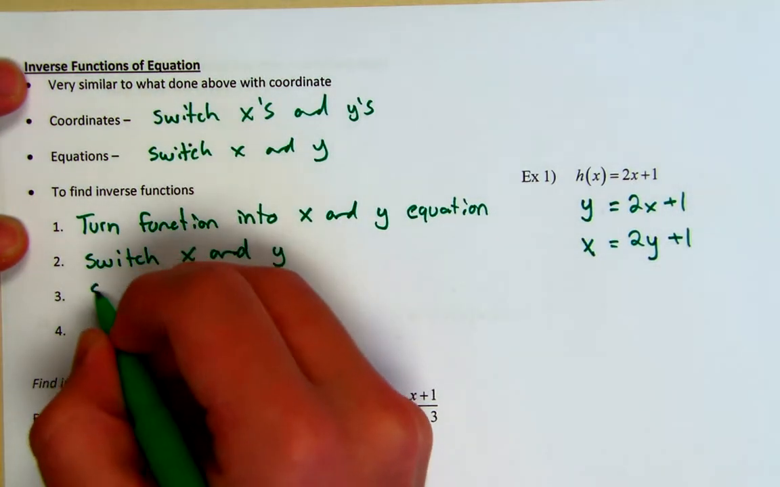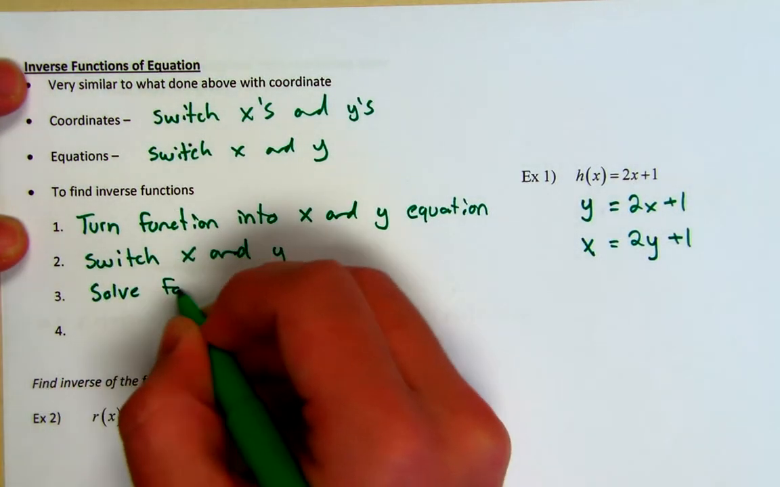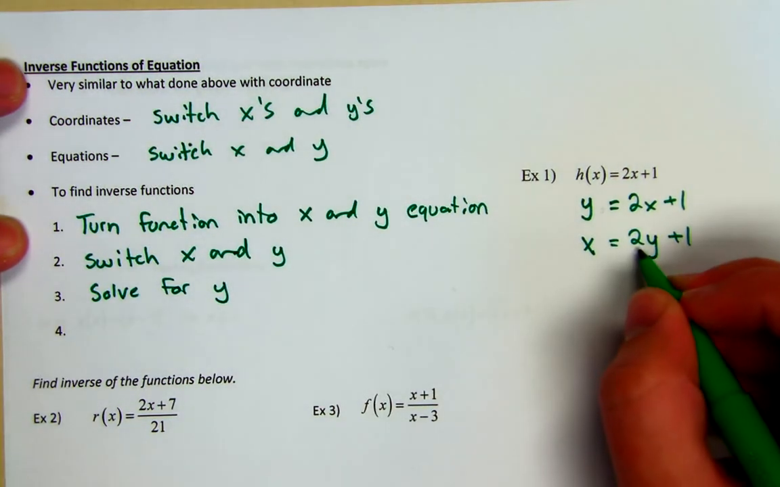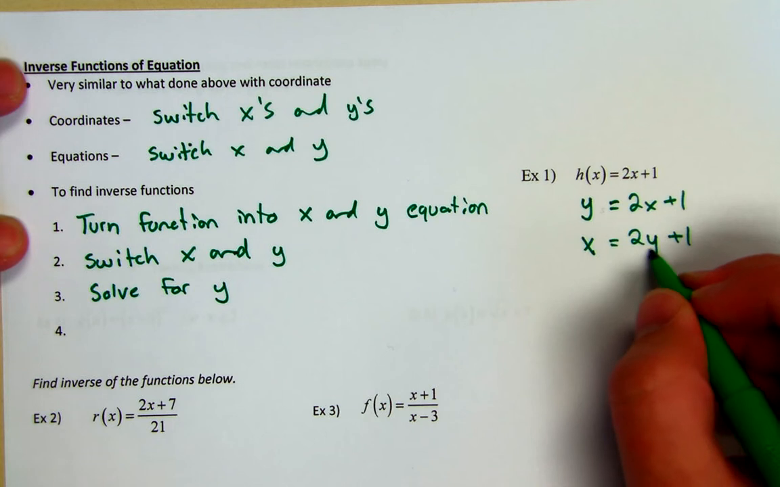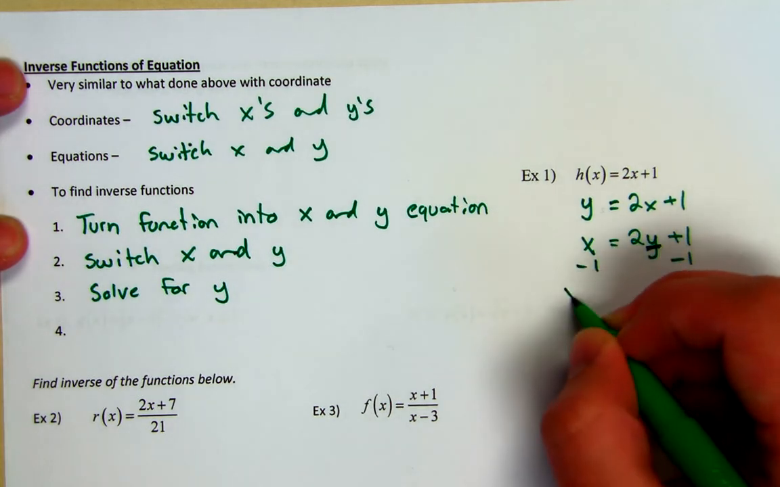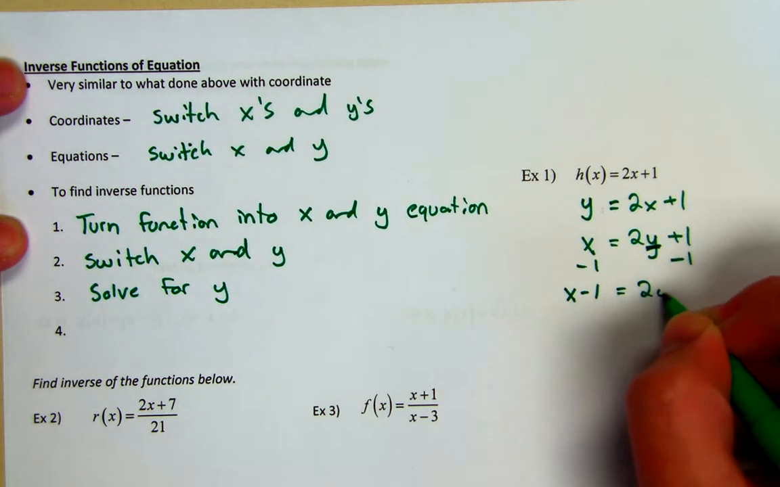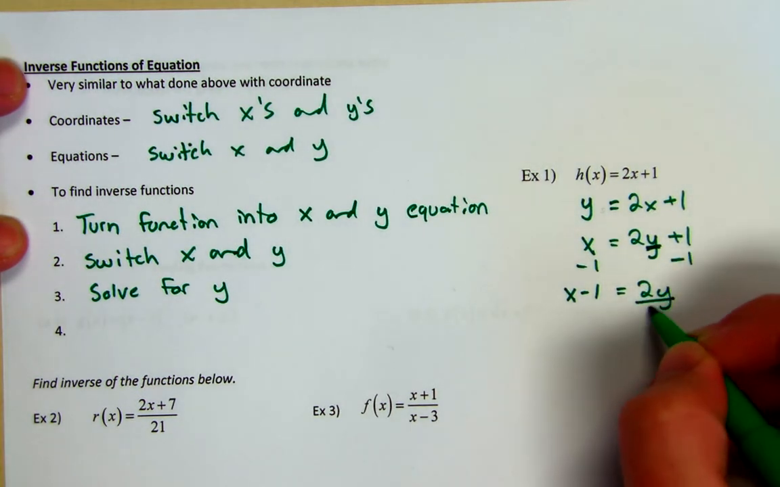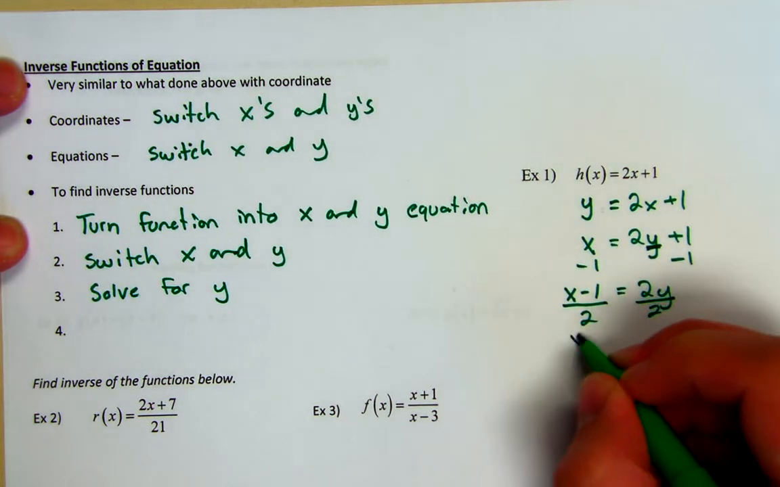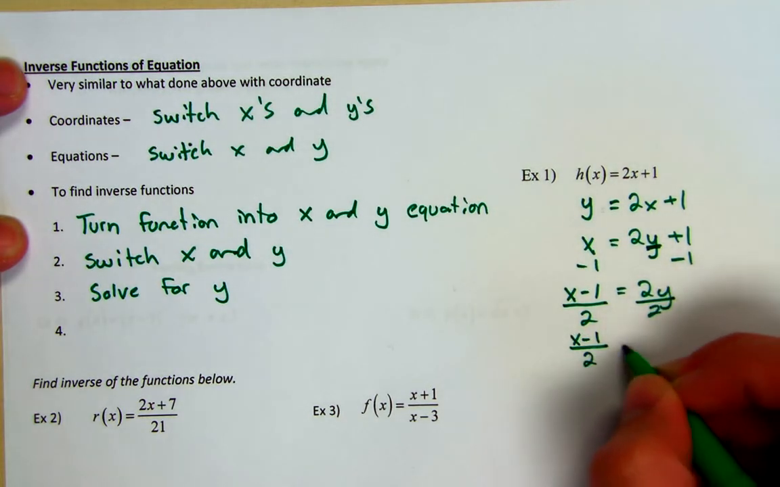Now I'm going to solve for y. To get y alone, I need to use inverse operations. Here, I need to subtract 1 first from both sides, so x minus 1 equals 2y. And then I want to get y alone still, so I need to divide both sides by 2. And I get x minus 1 over 2 equals y.